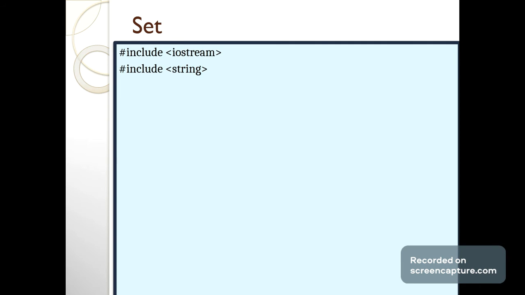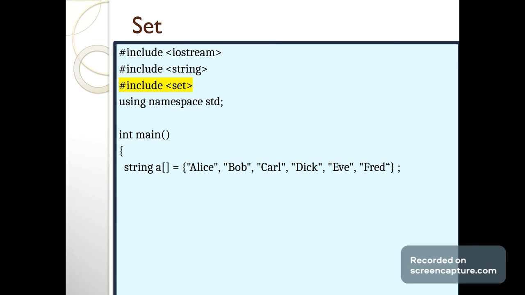I'm taking #include iostream, and #include set. Now while declaring the object of set, I'm considering a string array which consists of certain strings with names Alice, Bob, Carl and so on. Now here I'm taking this array into the set. So I'm copying the array, a plus 6, into the set. So all the 6 values of array a will be copied into my set s. And this s is the set of all the strings.